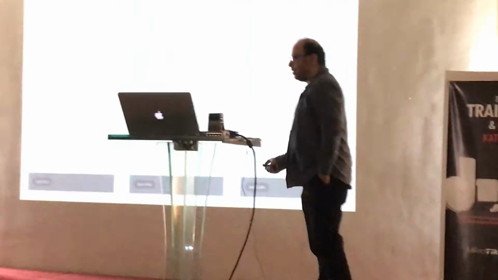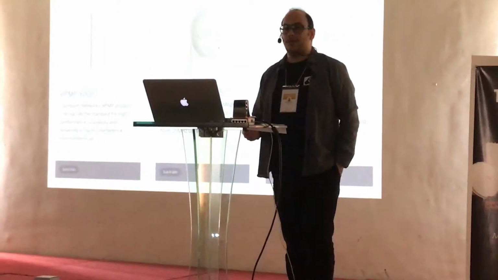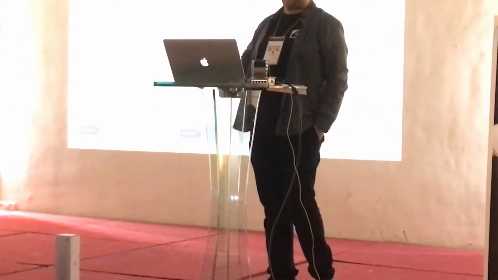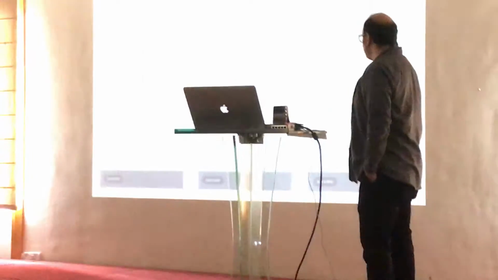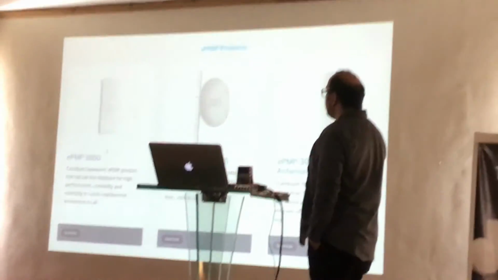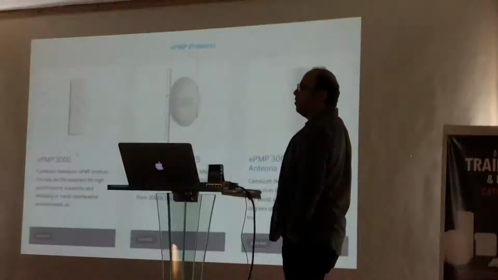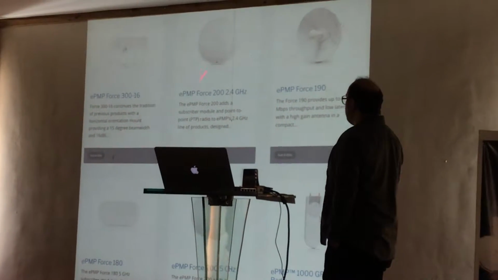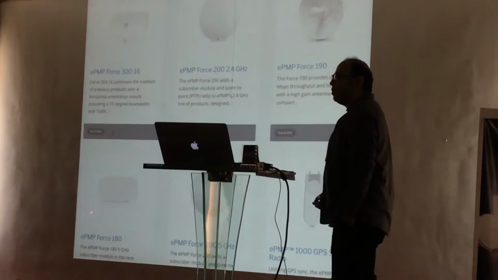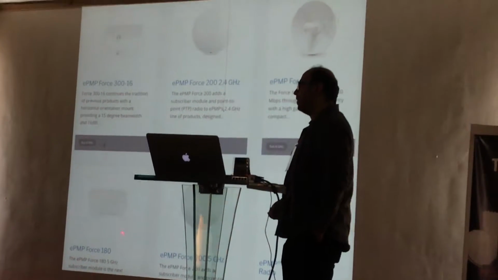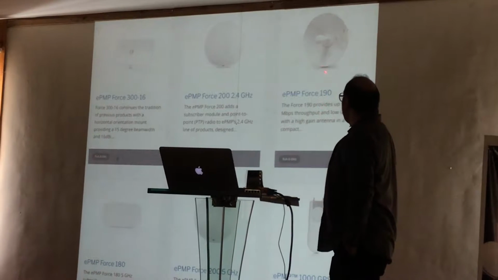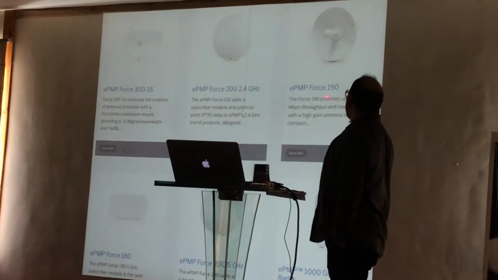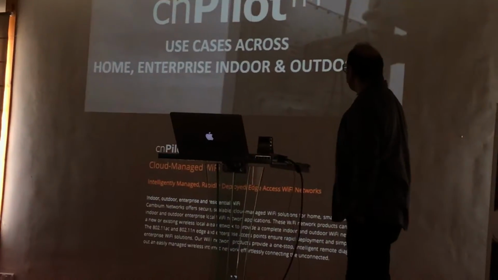ePMP 3000 is the latest version of ePMP. It was just released about a month ago. Very new and very advanced. This is the radio, and this is the sector antenna designed for that radio. Also, these are the range of CPEs. This one is ePMP Force 180, the cheapest CPE of Cambium. Also, if you want a bit more advanced CPE, you can use either of these two, Force 190 or Force 200.